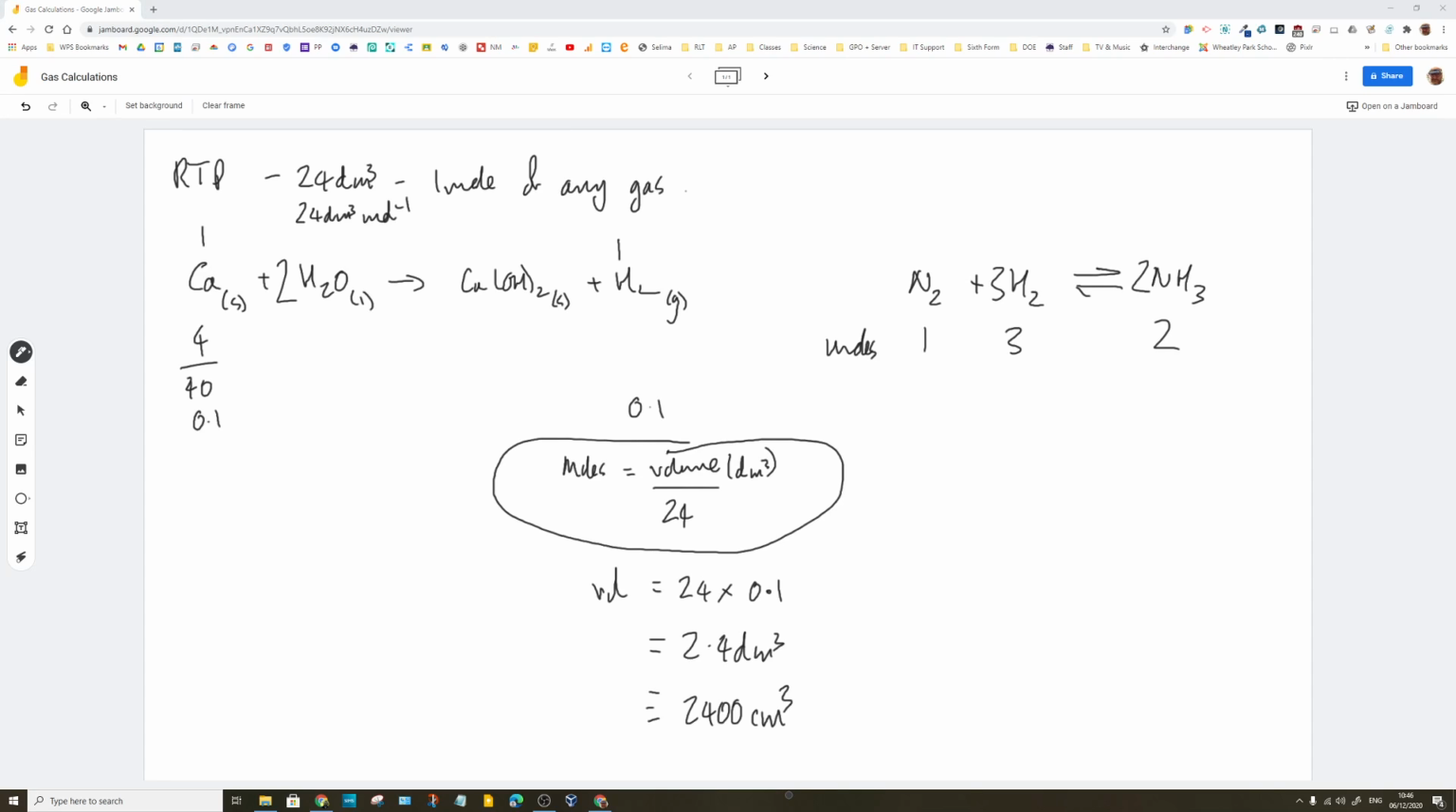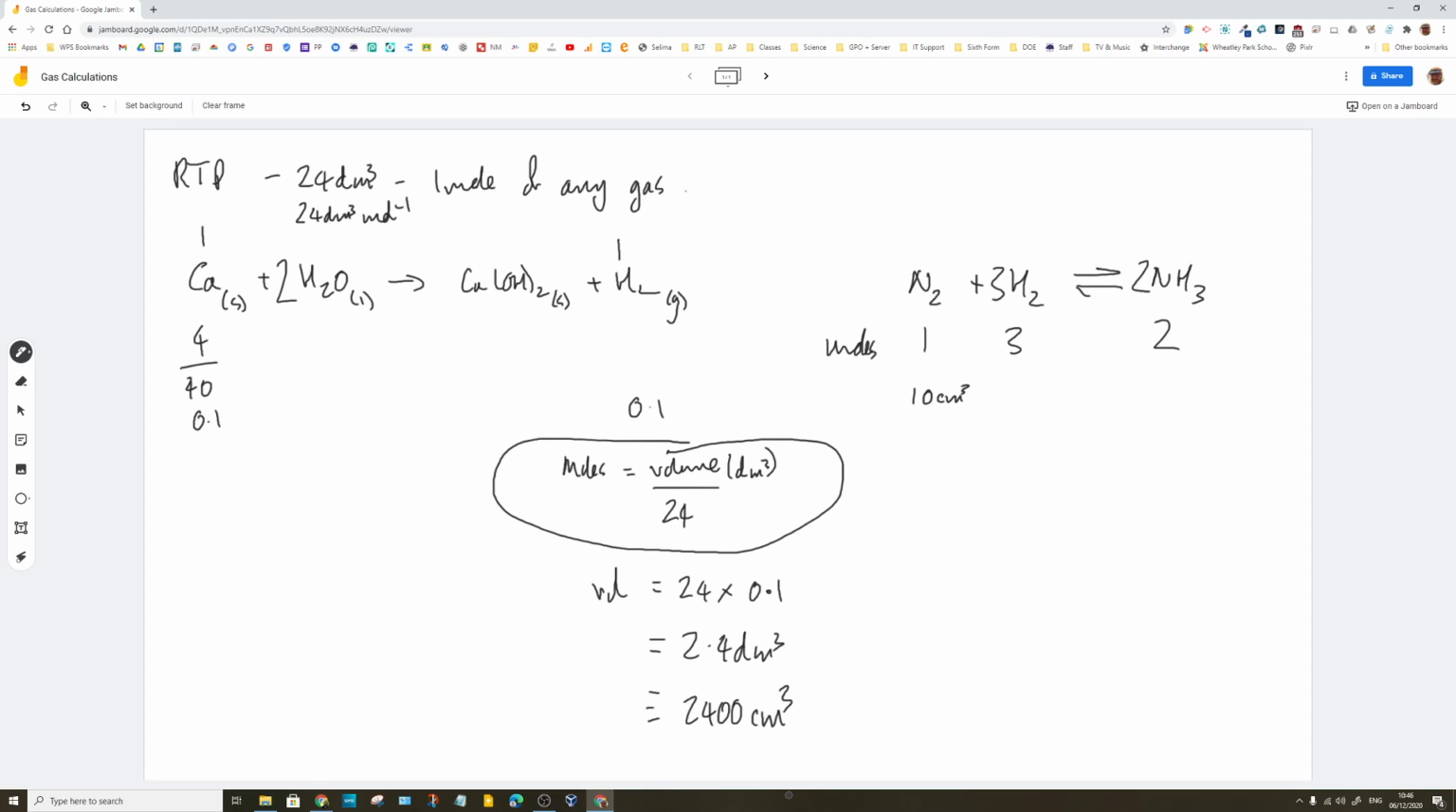But equally I could say that I've got 10 centimeters cubed of that one, and because moles and volumes as far as gases are concerned are equivalent, because 1 mole of any gas occupies the same volume as 1 mole of any other gas, then we can do volumes in here.